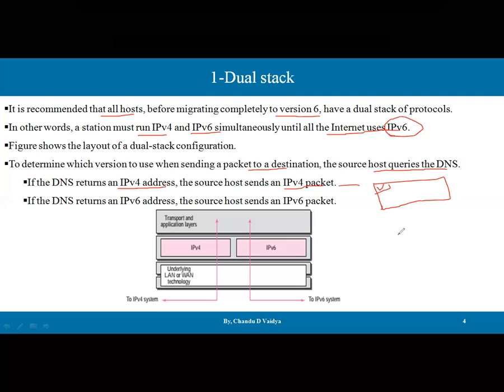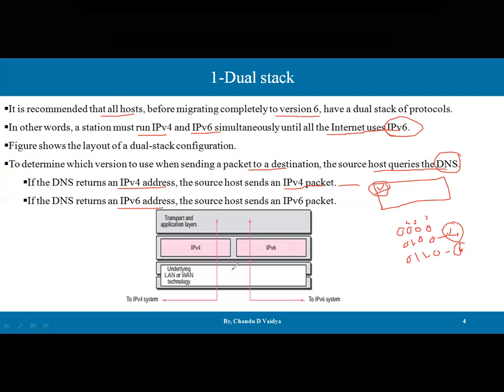On the basis of this version field, if the value is, let's say, 0100, it will be 4, so version 4 will be acting. If the value is 0110, then version 6 will be acting. So it depends upon this version field. And if the DNS returns the IP version 6 address, the source host sends IP version 6 packets. So it depends upon the DNS, the domain name system, resolving that particular address.